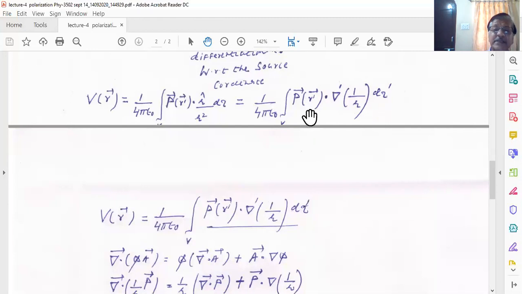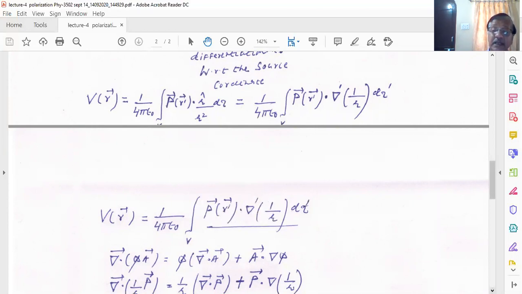So you can see this same expression I'm writing here: V of r equals 1 upon 4 pi epsilon 0, volume integration of P, this is not a dipole moment, this is the polarization vector at r prime, with a scalar product of del prime operating on 1 upon r. Now you see this product. This is the scalar product of vector P with the gradient of 1 upon r with respect to the source coordinates, right? This product we can find out.